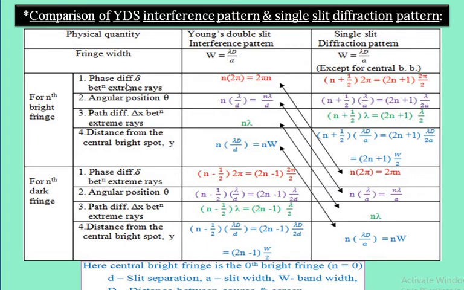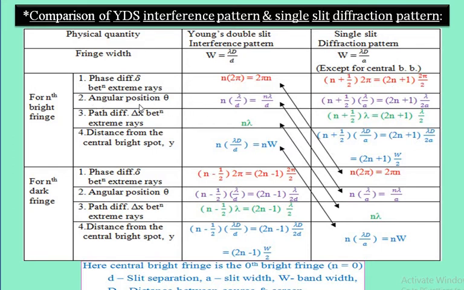The phase difference delta between the extreme rays. In case of interference pattern, the formula is n into 2 pi, means 2 pi n. And for the diffraction pattern, n plus 1 half into 2 pi, which is equal to 2n plus 1 into 2 pi divided by 2. Here 2 gets cancelled, we get only 2n plus 1 into pi.